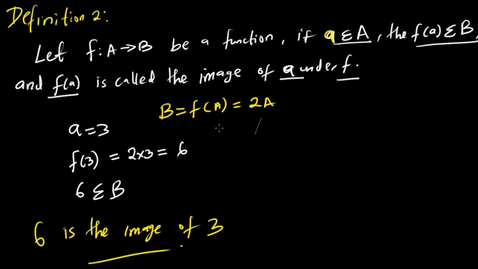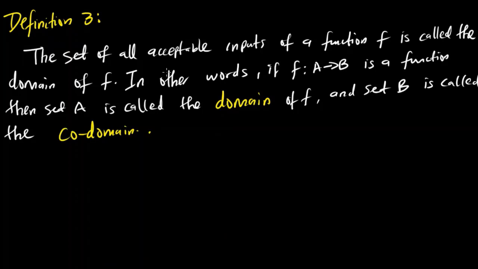Let's look at another definition. Definition 3. The set of all acceptable inputs of a function f is called the domain of f. In other words, if f is a mapping from A to B, a function, then set A is called the domain of f, and set B is called the codomain.